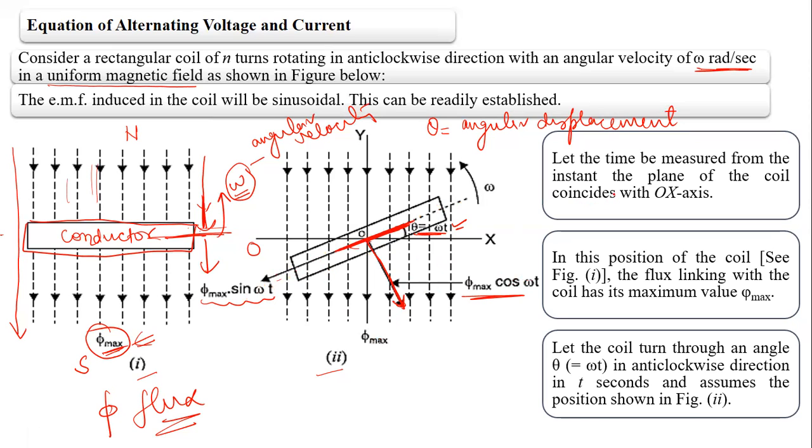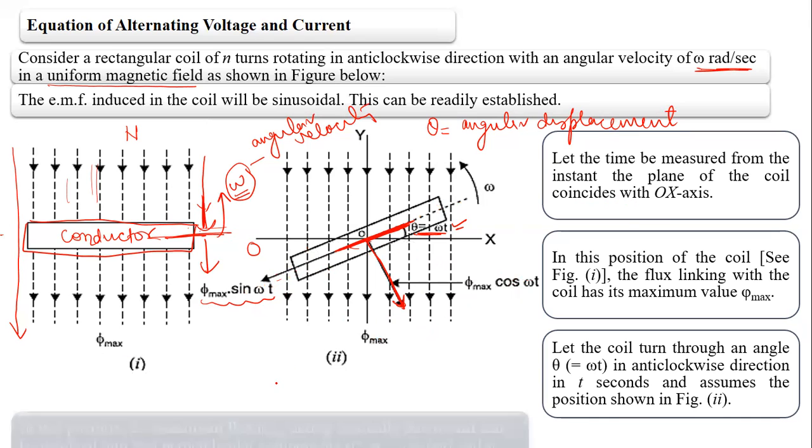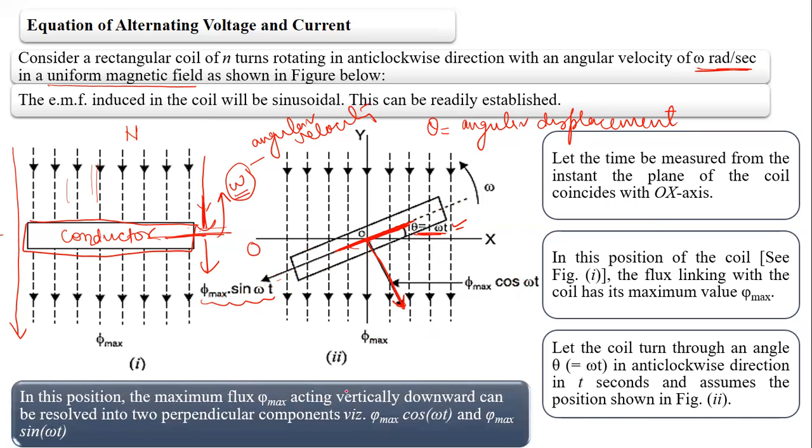So these two components will be responsible for either generation or induction of the EMF on the coil, or no induction of the EMF on the coil, right? So this phi max, let us remove these parts from here. Now, okay, so these two components are there, right?